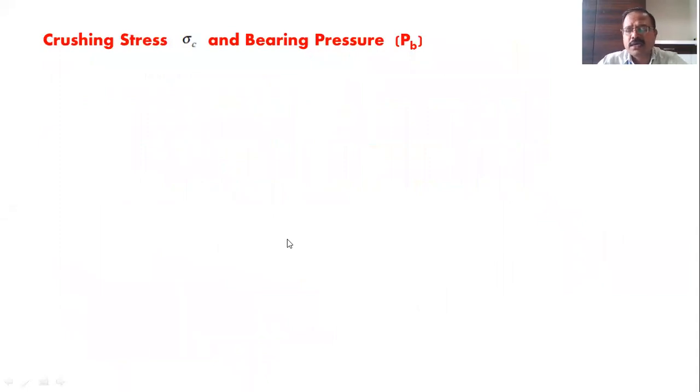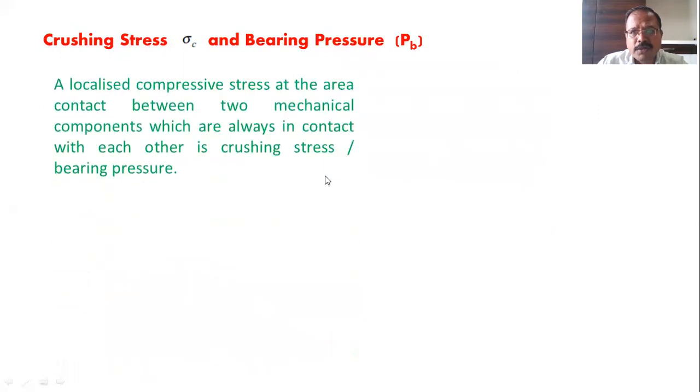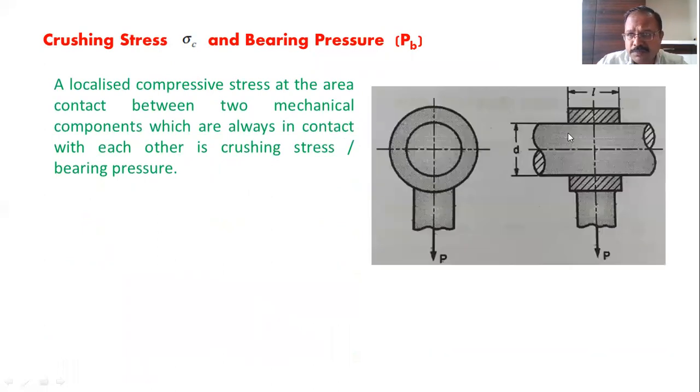Next type of stresses are crushing stresses and bearing pressure. These are localized compressive stresses at the area of contact between two mechanical components which are always in contact with each other. That kind of stress can be either crushing stress or bearing pressure. You can see in this figure, a shaft is supported by a bearing. Diameter of the shaft is D and length of the bearing is L. They are always in contact with each other.